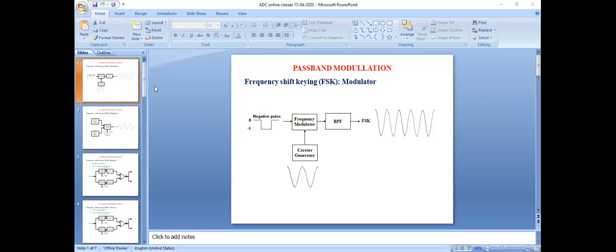Somebody is already muted. Okay. Anyway. Okay, ma'am. Can you see Neha? Yes, sir. Okay. Anyway, because of small disturbance.